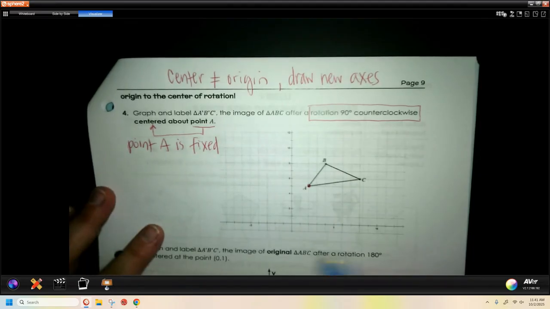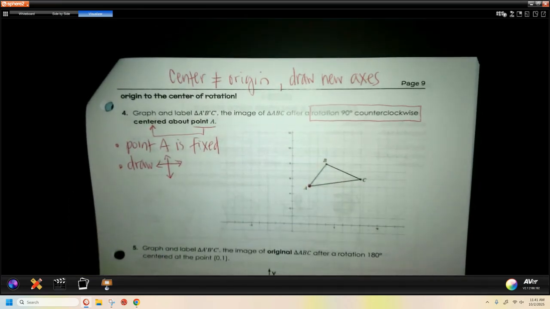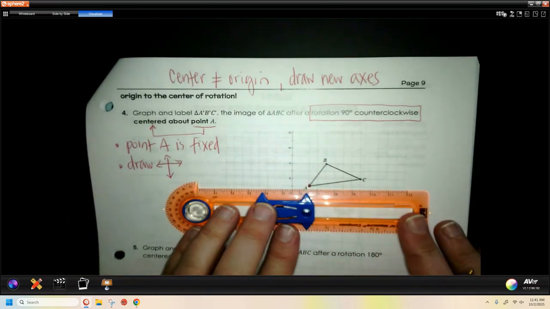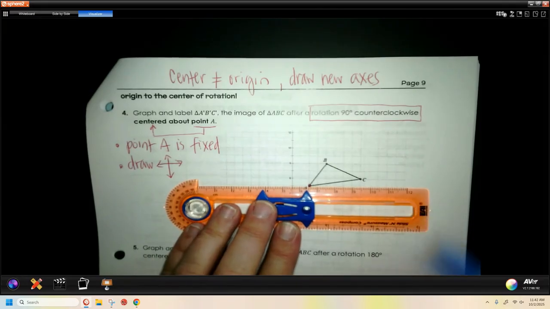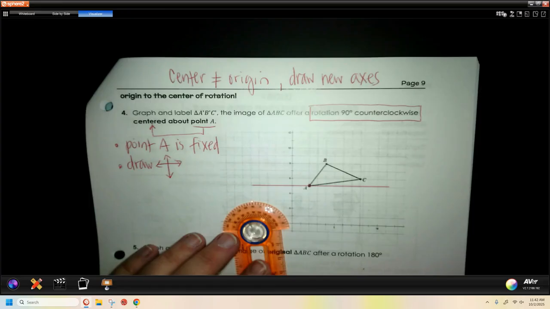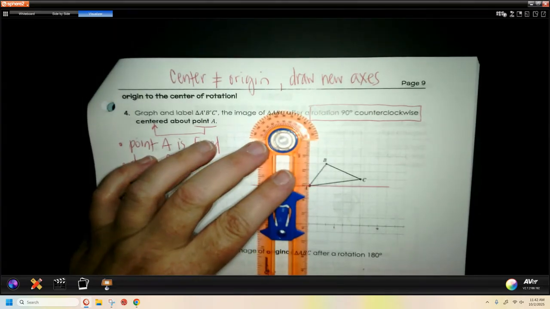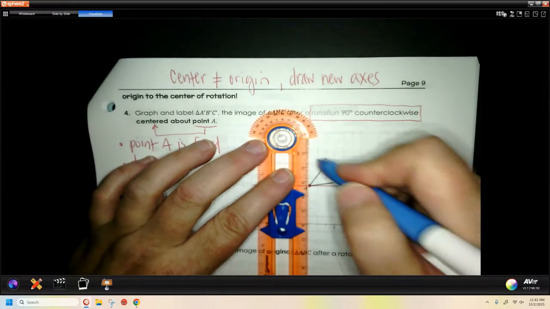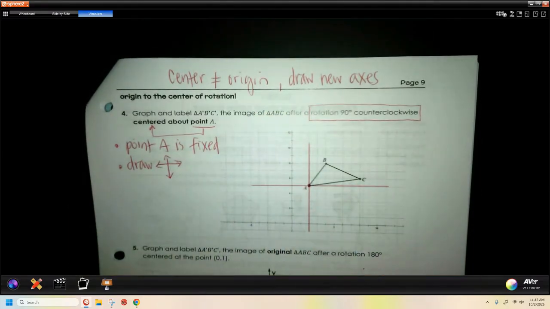Okay. So now, point A is fixed. Next thing, we are going to draw a vertical and a horizontal set of axes through A. So I'm going to go to A, and I'm going to draw a horizontal line. If you have a color or something, this is nice. Your highlighter might be too thick for this. It's totally up to you. And then I'm going to draw a vertical line. A colored pencil could work. A colored pen could work.